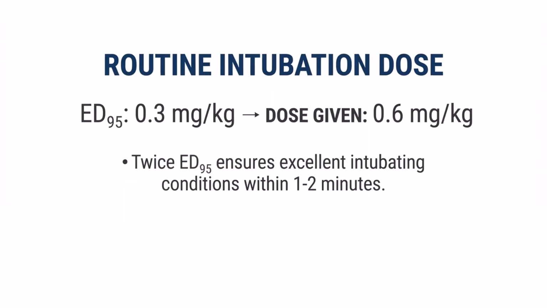In everyday clinical practice, rocuronium is usually administered at twice its effective dose 95. The effective dose 95 is the dose that produces a 95% reduction in muscle twitch response in 50% of patients. For rocuronium, the effective dose 95 is 0.3 mg per kilogram. Therefore, the standard intubating dose for routine tracheal intubation is 0.6 mg per kilogram. At this dose, rocuronium provides excellent intubating conditions within 1 to 2 minutes.